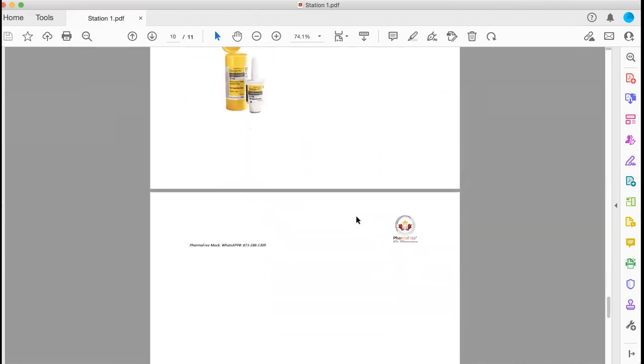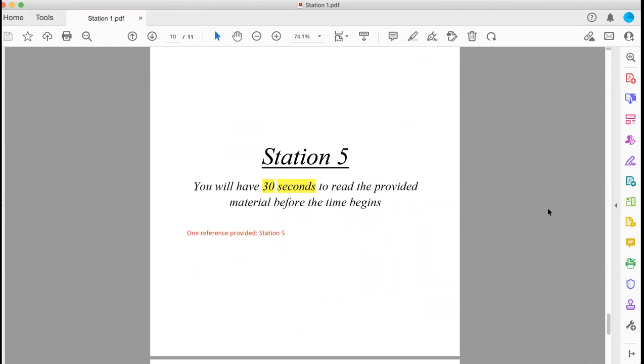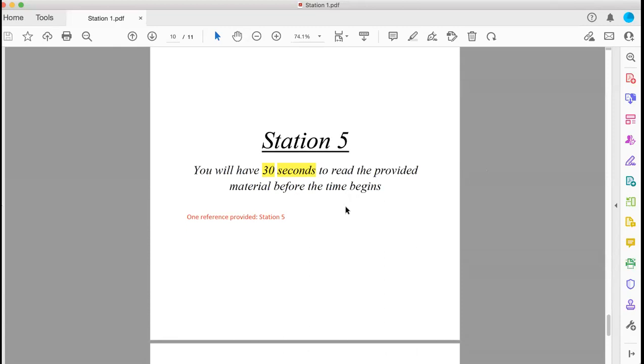Any questions? Okay, last station. Was it clear? Yeah, thank you. So let's go for station number 5.